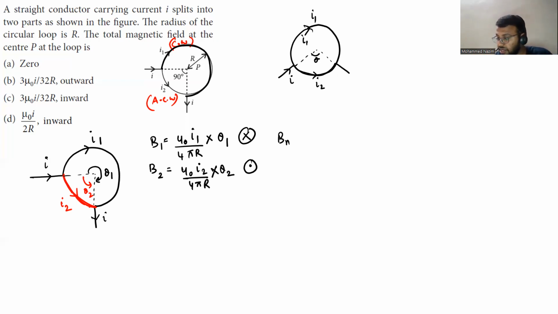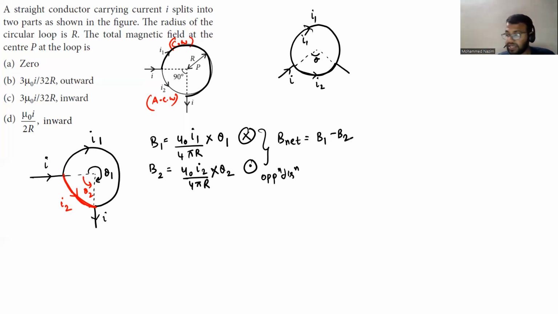So what will be the net magnetic field, students? The net magnetic field is going to be a subtraction, because the two vectors are acting in opposite directions. One is going to be inward and one is going to be outward. So two vectors in opposite directions. So we need to do what? We need to subtract. So it is going to be B1 minus B2.